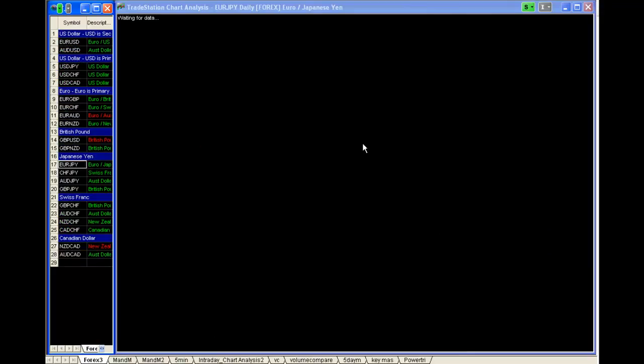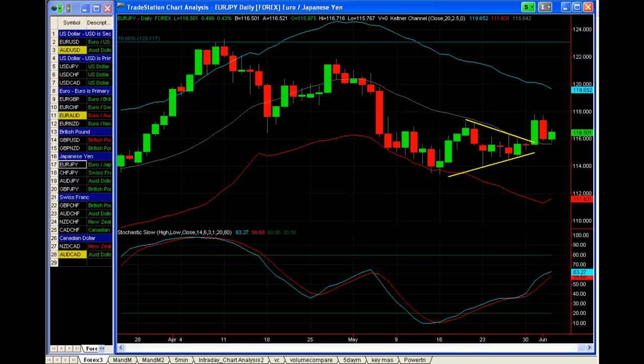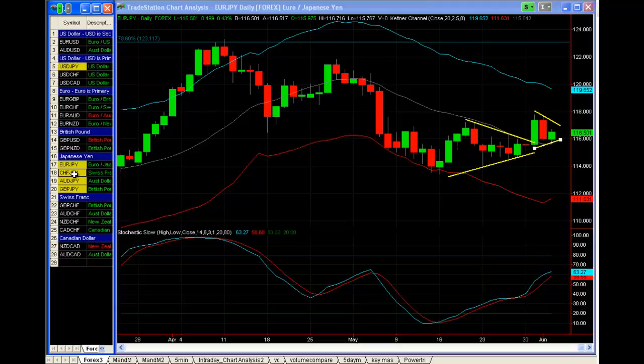Here is the Euro-Yen cross. Okay, and the Euro-Yen, after breaking out of this consolidation, is now in yet another consolidation. All right, so this could be a mini coil that we can watch for.